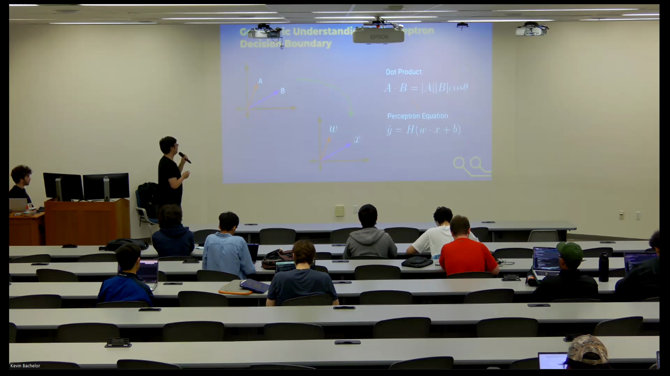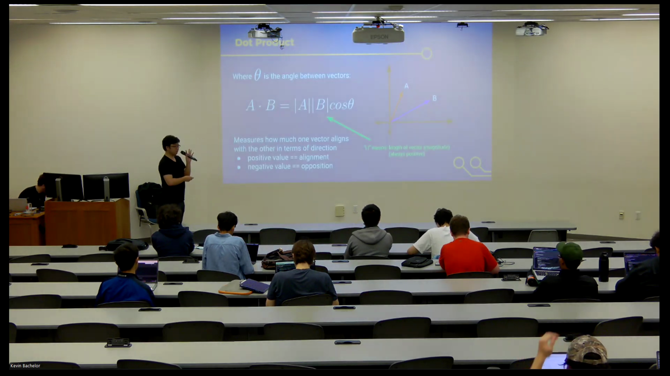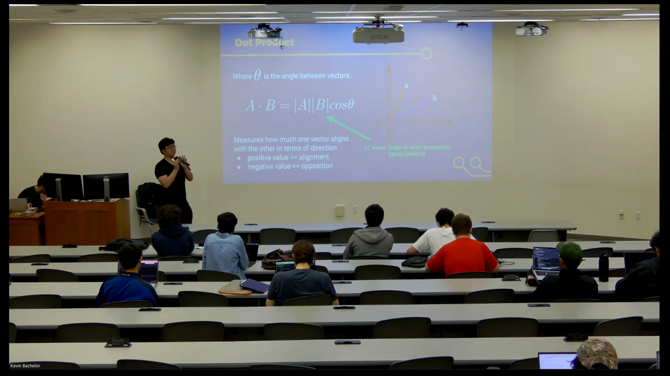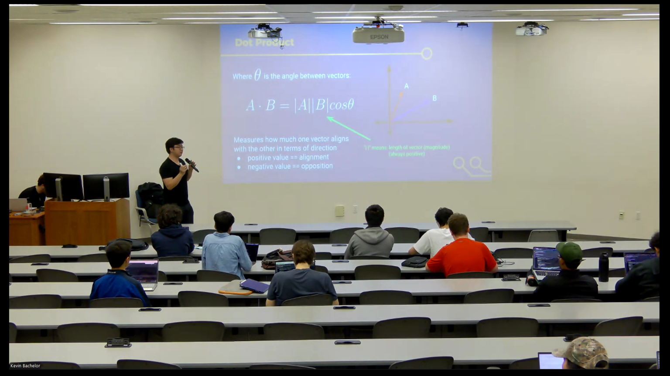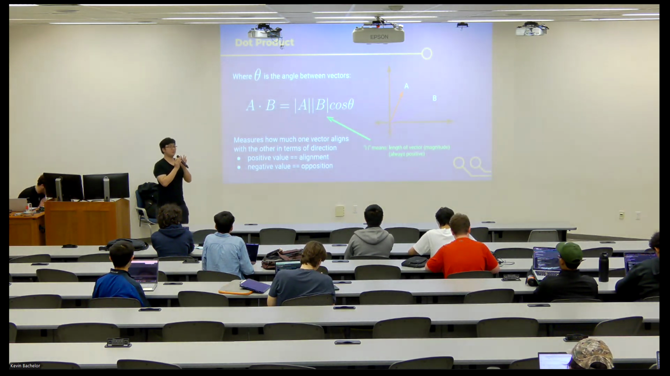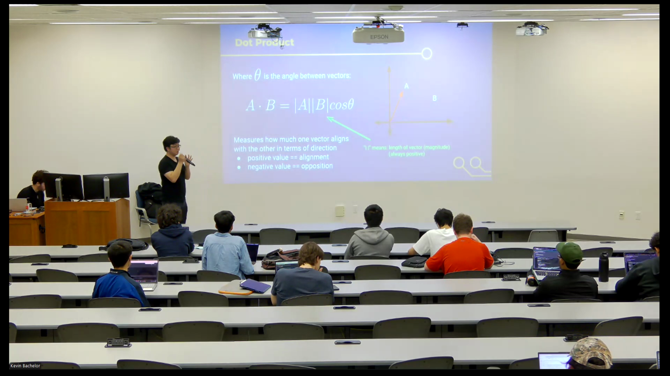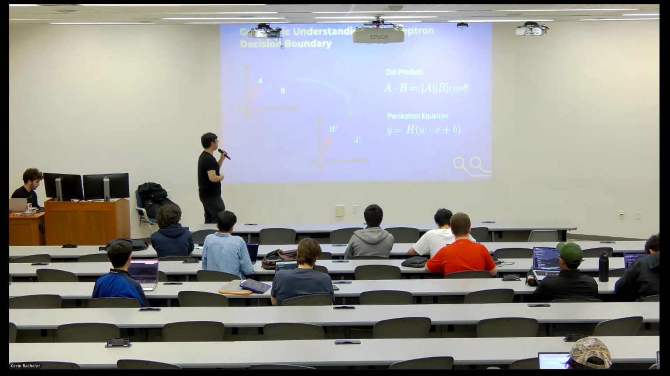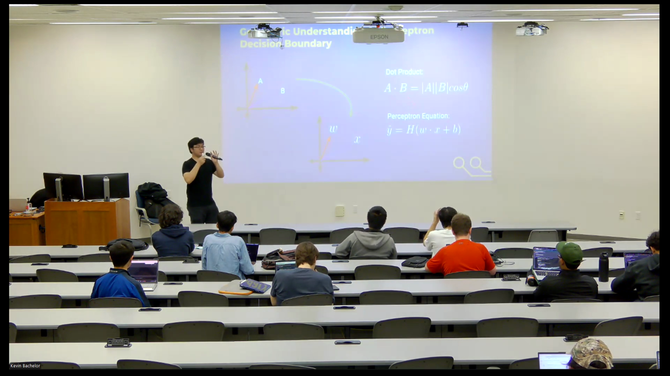So what that means is, if the vectors point in the same direction, your dot product should be positive. If they point in opposite directions, they should be negative, right? And that's why you can kind of say if the dot product is positive, they're aligned. And if not, they're misaligned or in opposition. Okay. So as I mentioned before, instead of A and B, we're going to think in terms of W and X, the weight vector and the input vector.